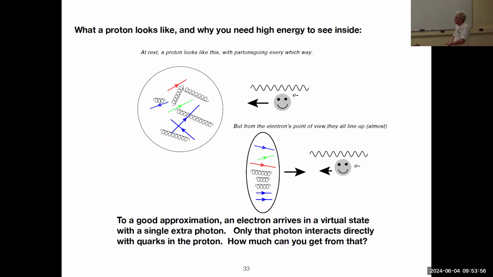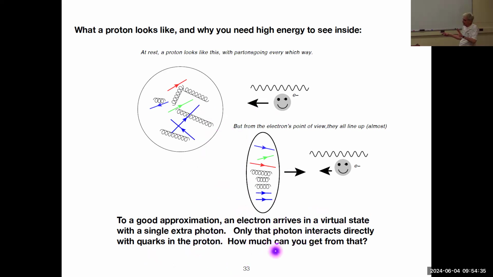So to a good approximation, now we go back to the electron and its friends and the quarks and their friends, an electron arrives at the collision, or in its own rest frame experiences the collision, in a virtual state with a single extra photon. If the electron happens to be in its own bare virtual state with no photons around, generally speaking, sorry about that. But of course, there's net charge in the proton, so you could get a photon.